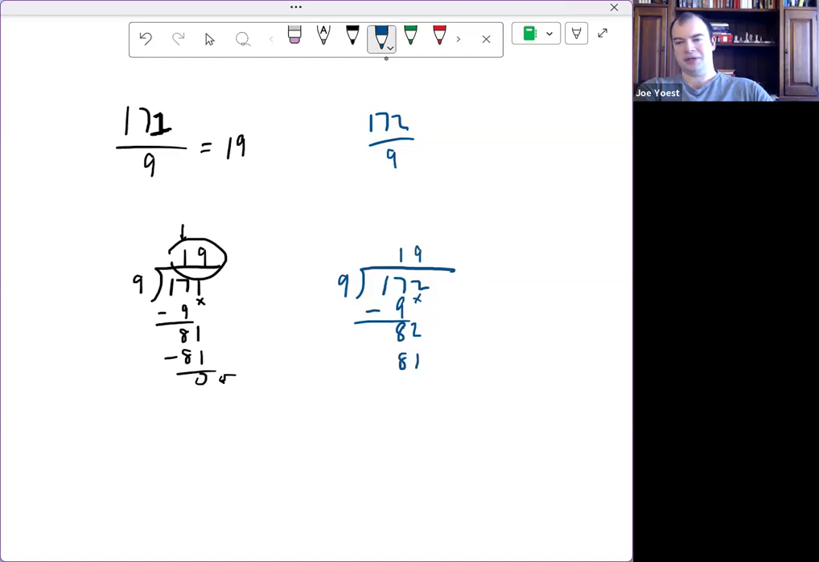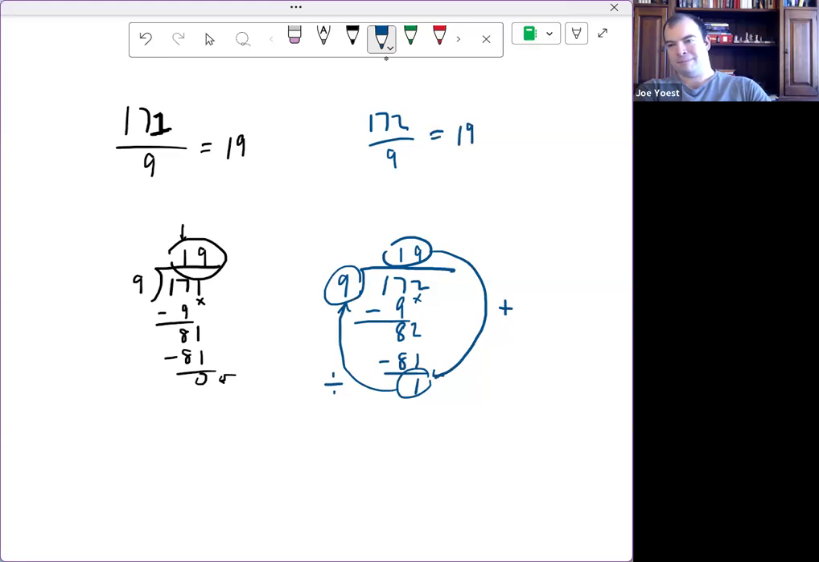9 times 9 is 81. Take away the 81, and I still have 1 unit left to allocate. I don't have anything else to bring down, and 9 does not go into 1. So my answer is 19 plus 1 divided by 9. So I broke off a whole number, an integer bit, and then I'm left with a fractional bit.